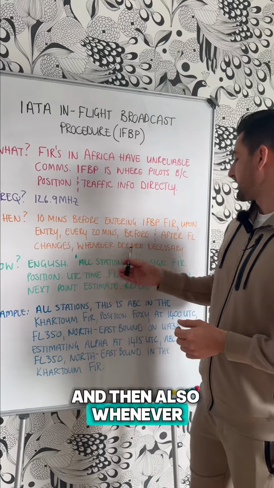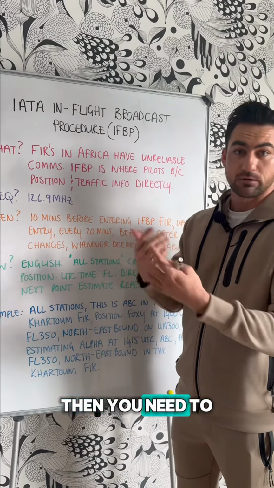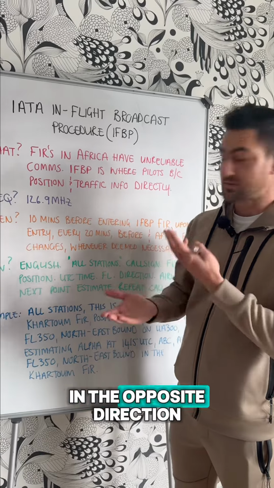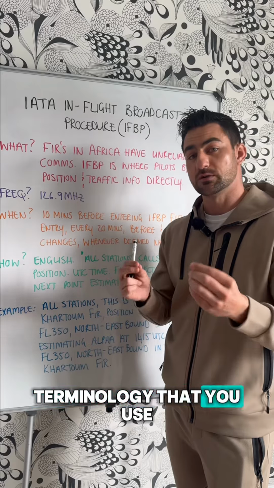And then also whenever deemed necessary, which is quite obvious, because if you know that there's colliding traffic coming your way, then you need to make a broadcast and you probably need to climb or descend in the opposite direction. How do you make these calls? What is the procedure or the terminology that you use when you make this call?